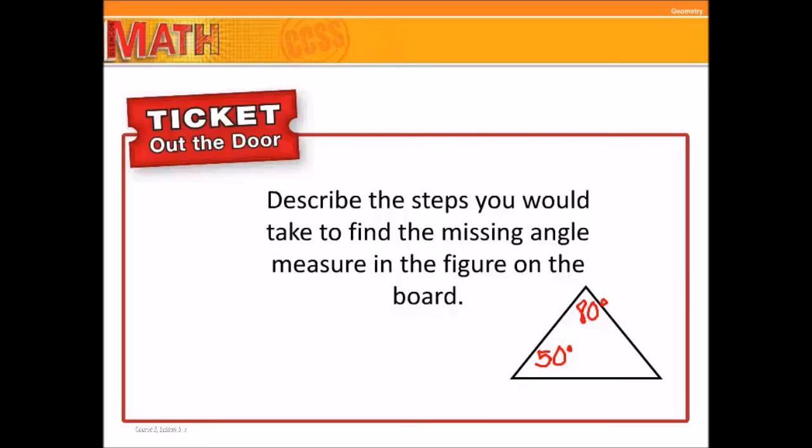Please bring with you tomorrow to class a description of the steps you would take to find the missing angle in this figure on the board. Make sure to include your reasons as to why you were able to discover this.